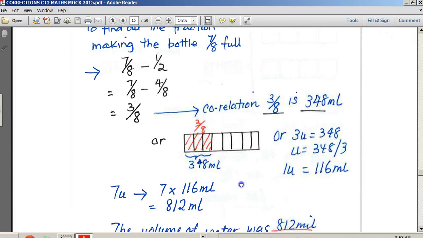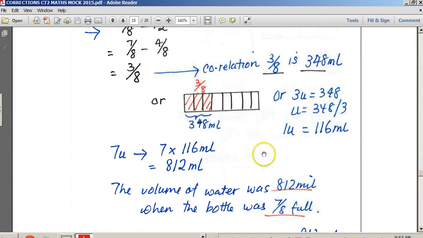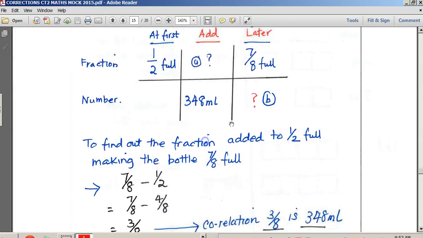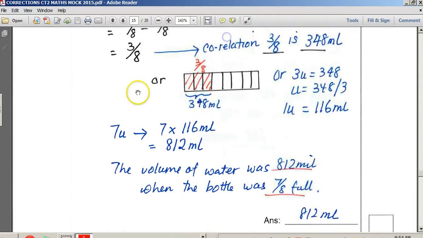So for 7u, which is this, you're going to find this actually. This is 7u. 7u times 116, you should get your answer. So 7u, 7 times 116, is 812 milliliters. The cup, which is only filled with 7 out of 8 units, that 7 units is actually 812 milliliters. It is not full yet, but 812 milliliters.